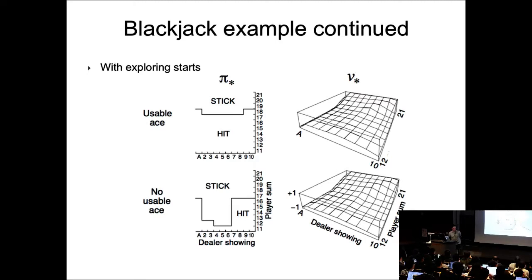It looks pretty reasonable to me. If your dealer is showing something like this, and you have 12, you might want to hit. Right, so that's exactly what the optimal policy would look like.